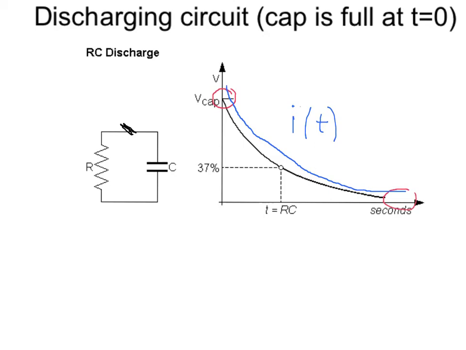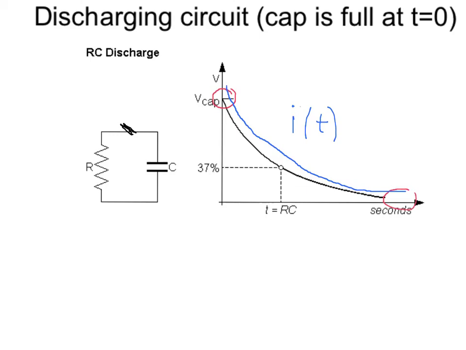So there's nothing that really exponentially approaches on a discharging circuit. Everything decays. That would be the capacitor's voltage, the potential difference across the resistor, that would be the current, and so that's just a nice characteristic of a discharging circuit.